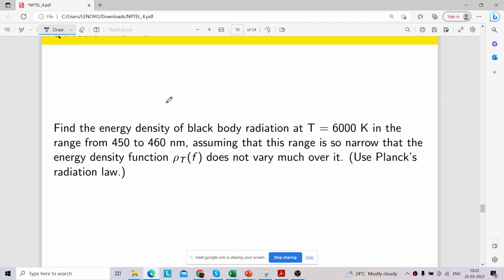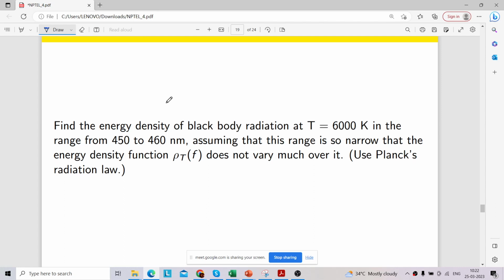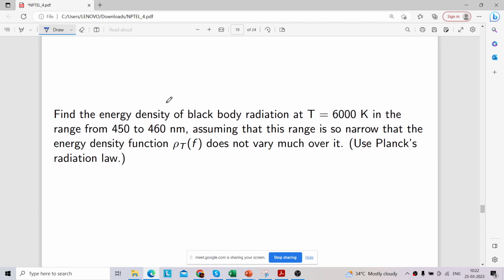Okay, coming to the next question now. The question is: find the energy density of black body radiation at temperature T equal to 6000 Kelvin in the range 450 to 460 nanometers. In this wavelength range, we have to find the energy density of a black body, assuming that this range is narrow, so that the energy density function does not vary much over it.